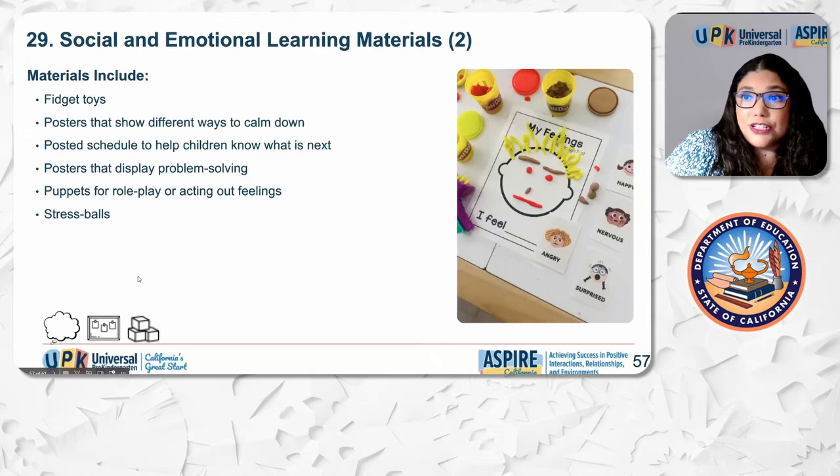Here's an additional list of materials that would help support that social and emotional learning. We have fidget toys, posters that show different ways to calm down, post-it schedule to help children know what is next, posters that display problem solving, puppets for role play or acting out feelings, and stress balls.